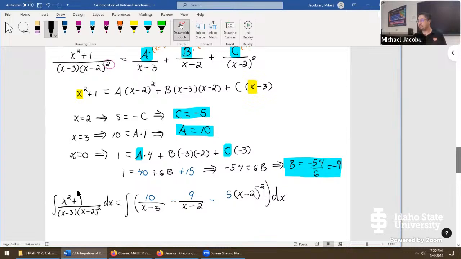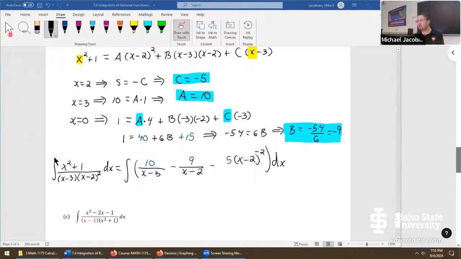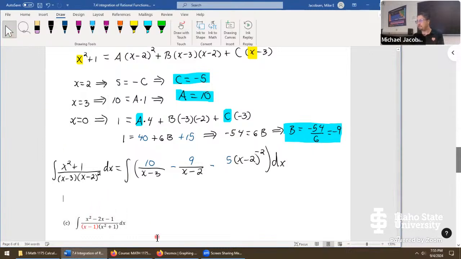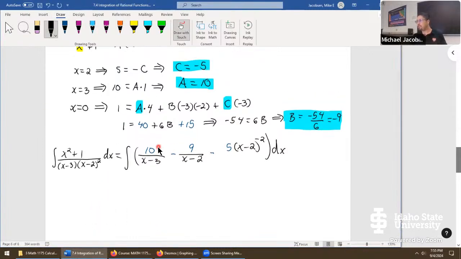Going left to right, really it's just more of those logarithms like we saw before. Let me first move this down a bit. On the first one right here, we'll get 10 natural log absolute value of x minus 3. Then just rinse and repeat on this one, minus 9 natural logarithm absolute value of x minus 2. Here's where it gets interesting. This is to a power of negative 2, so the power increases to negative 1. Divide this by negative 1. That's a positive 5, x minus 2 to the power negative 1.